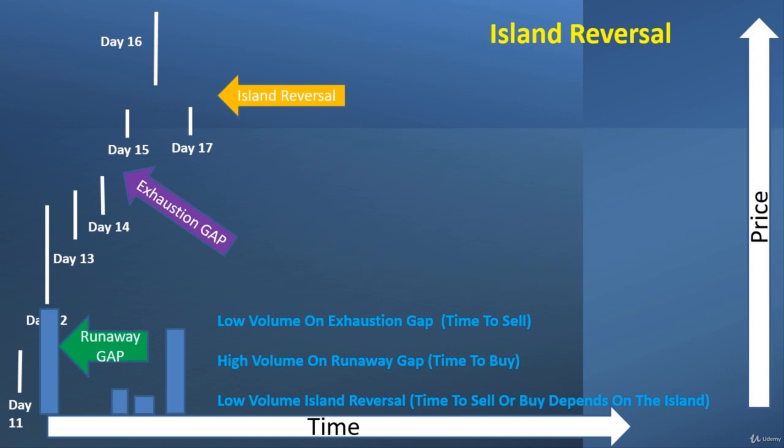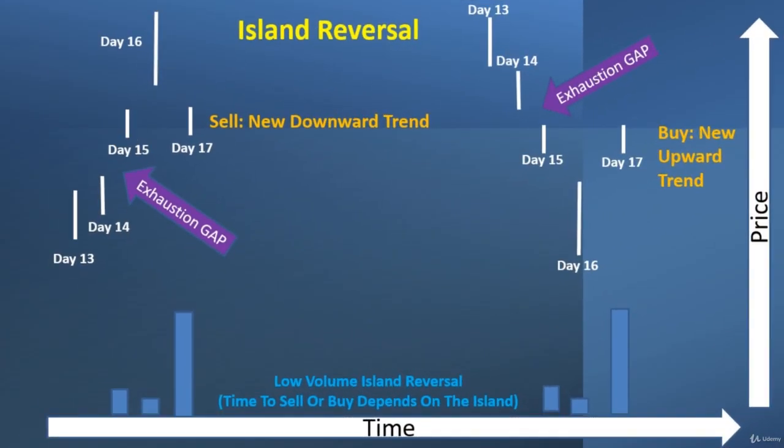You've got these low volume days of exhaustion gaps, and the island forming, and then the reversal going the opposite way is happening where there's a lot of volume and it's going to go the other way. So the time to sell or buy depends on the island, as I mentioned. If we look on the left here, you can see that this was an upward trend that was exhausted, then jumped up from day 15 to 16 to an island.